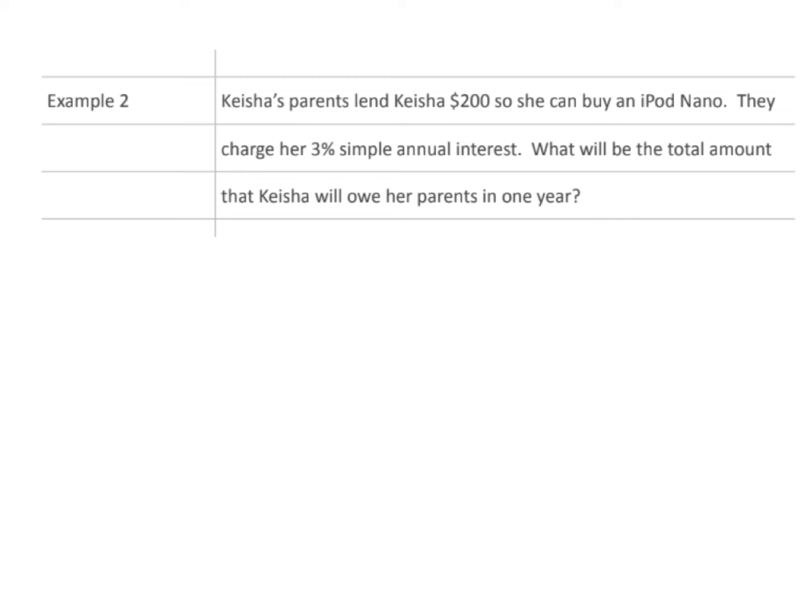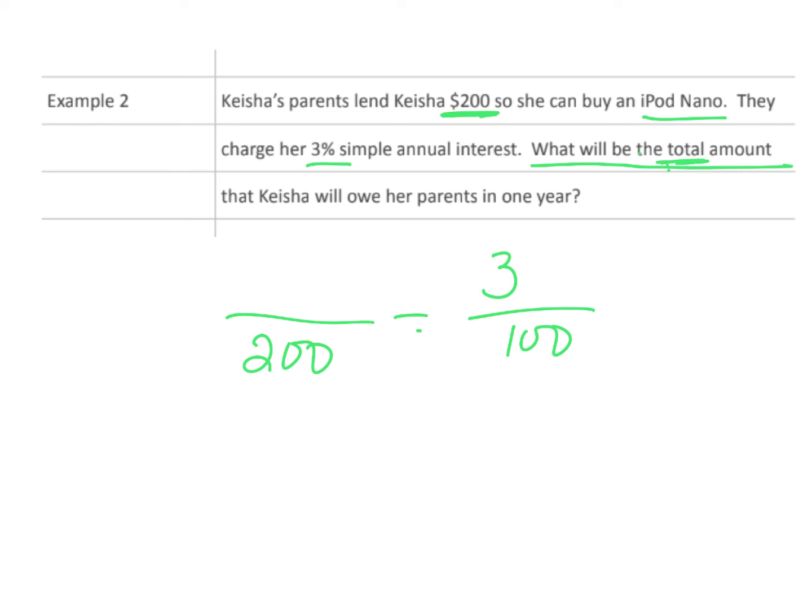So let's do example 2. Keisha's parents lend Keisha $200 so she can buy an iPod Nano. Again, I got to update some of this stuff, a little bit of technology that's outdated. They charge her 3% simple annual interest. So we know the 3% goes over the 100. They loaned her $200. That's like how much money they gave her, how much money she took out, how much money is in the account. That is what she started out with. The question is, what will be the total amount that Keisha will owe her parents in 1 year?